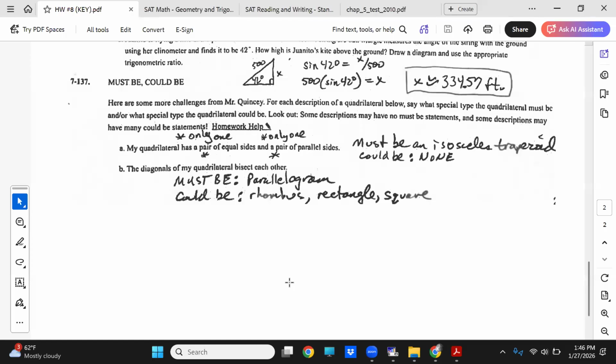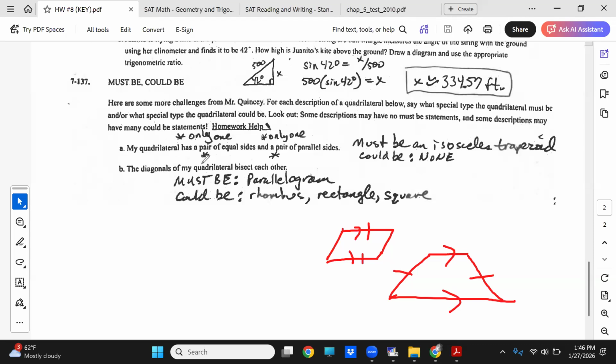So, for example, my quadrilateral has one pair of equal sides and one pair of parallel sides. And I guess it's not the same pair, so it would have to be an isosceles trapezoid. If it was the same pair, then it definitely could be a parallelogram, because in a parallelogram, those would be parallel and those would be the same. But if you have only one pair of parallel sides, and the other pair are the congruent sides, then it has to be an isosceles trapezoid.